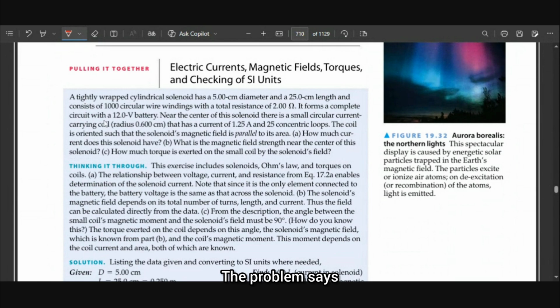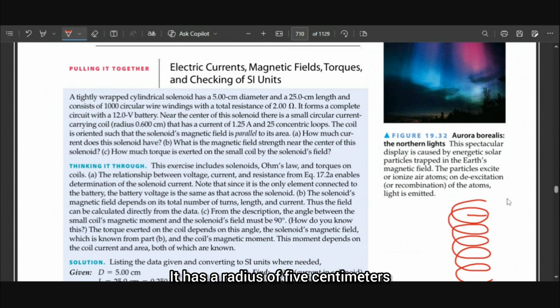The problem says a tightly wrapped cylindrical solenoid has 5 centimeters diameter. This question is going to be interesting. So this is the kind of solenoid we have. It is a cylindrical one. It has a diameter of 5 centimeters. So you can write D is 5 centimeters here.